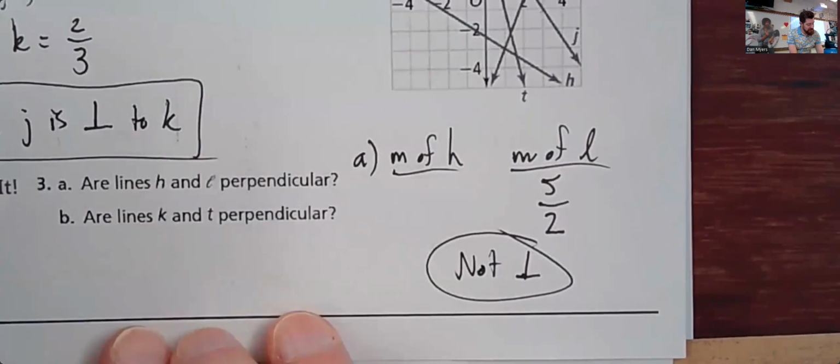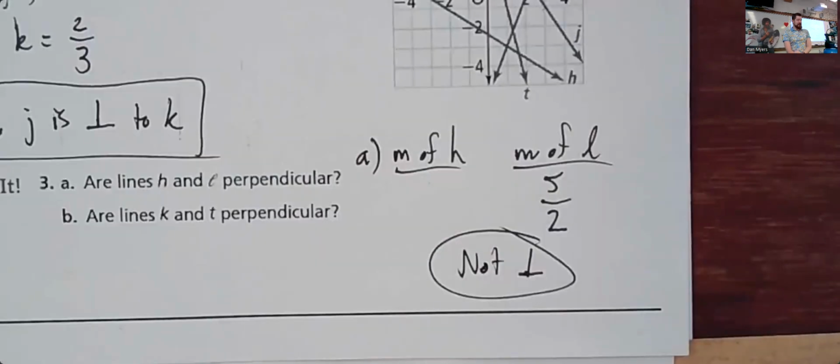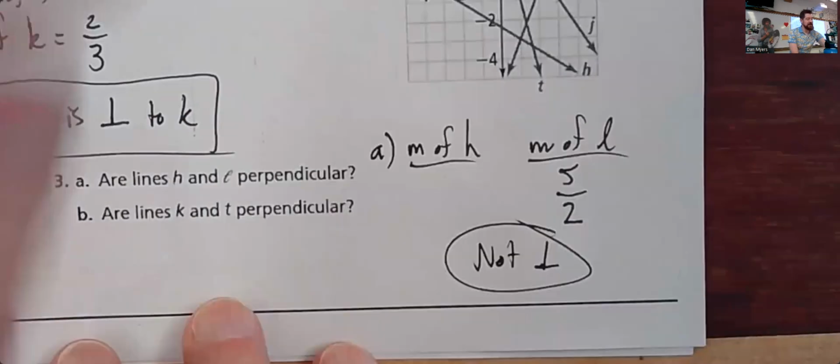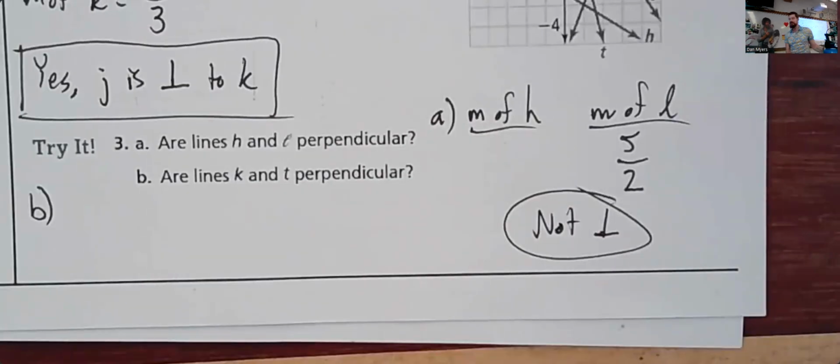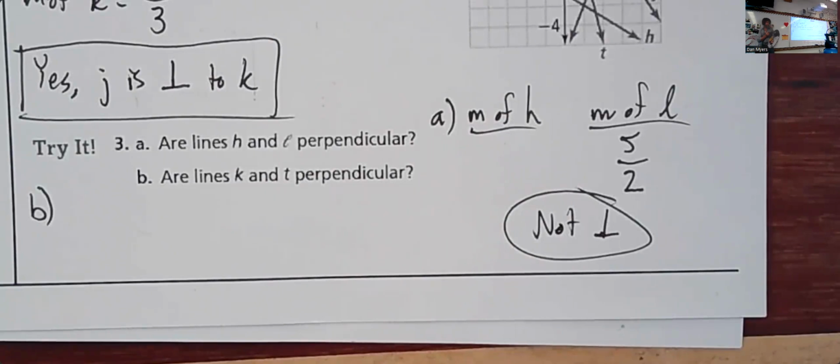All right, for part B, I want you to do that one on your own. Figure out the slopes of K and T, determine if they are perpendicular or not. They need to be opposite reciprocal values. Say 2 minutes for that one.